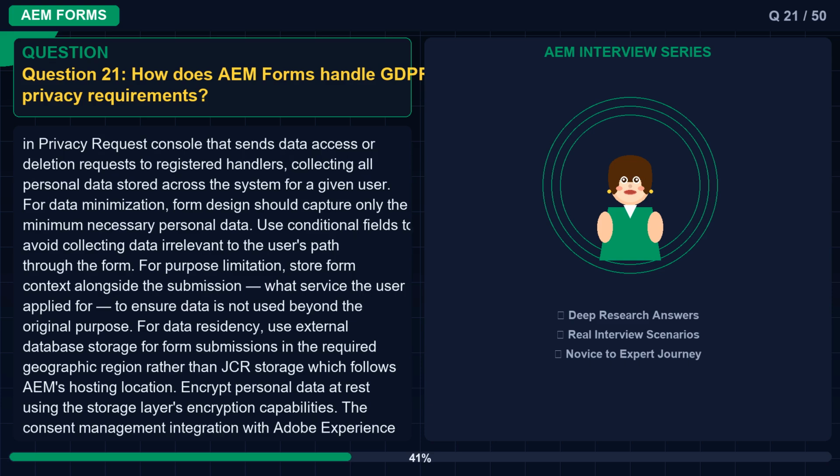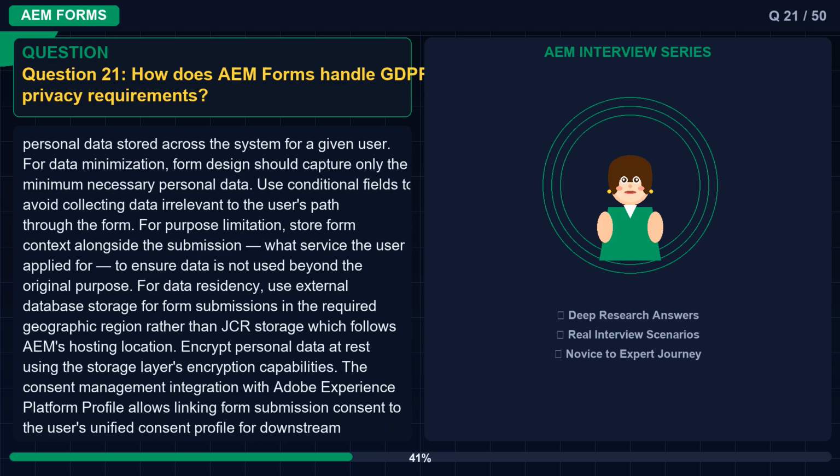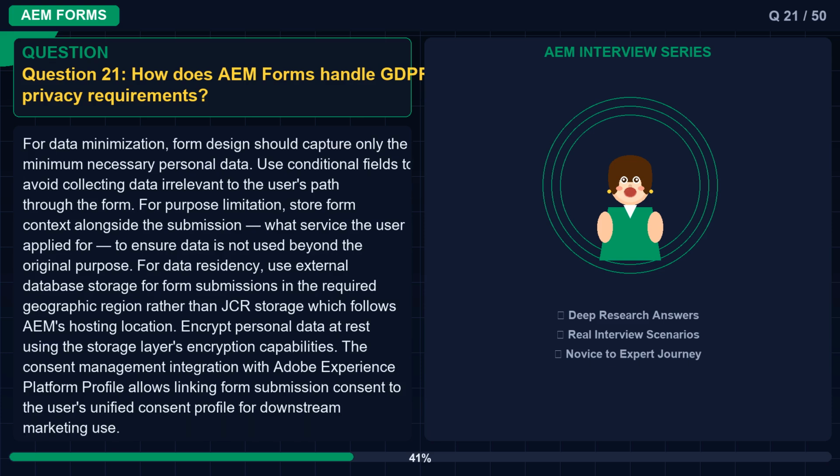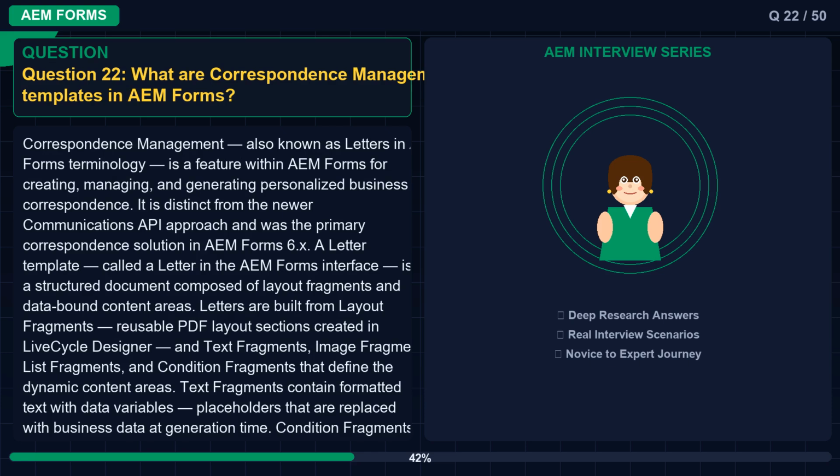For data residency, use external database storage for form submissions in the required geographic region rather than JCR storage, which follows AEM's hosting location. Encrypt personal data at rest using the storage layer's encryption capabilities. The consent management integration with Adobe Experience Platform Profile allows linking form submission consent to the user's unified consent profile for downstream marketing use.